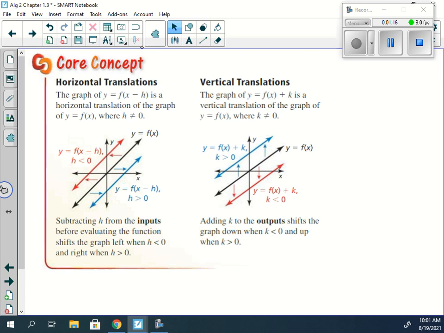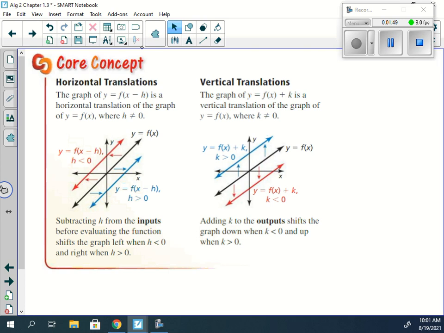Now this here I already provided everything for you, so you don't have to write any of this down. A horizontal translation of the graph y equals f of x minus h is a horizontal translation of the graph of y equals f of x where h is different from 0. So what we're doing is wherever there is an x, whatever the translation is, we're replacing it with that. A lot of what we do in here will make more sense once we start seeing examples of it.